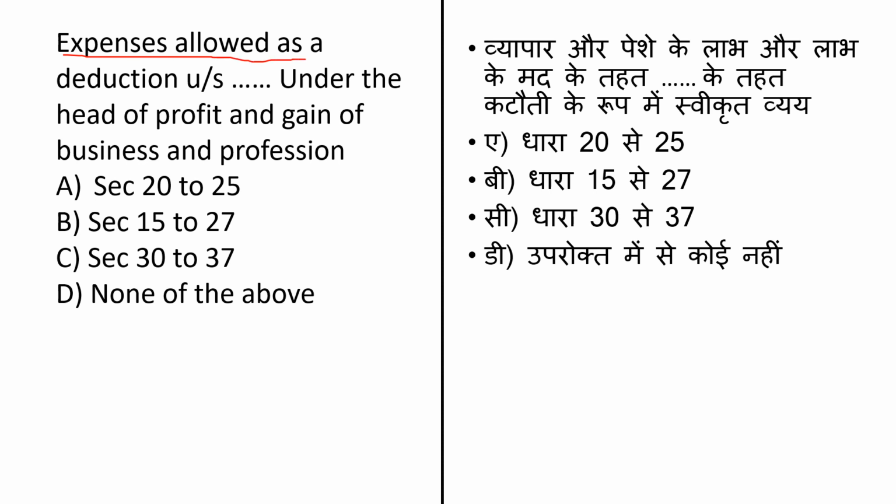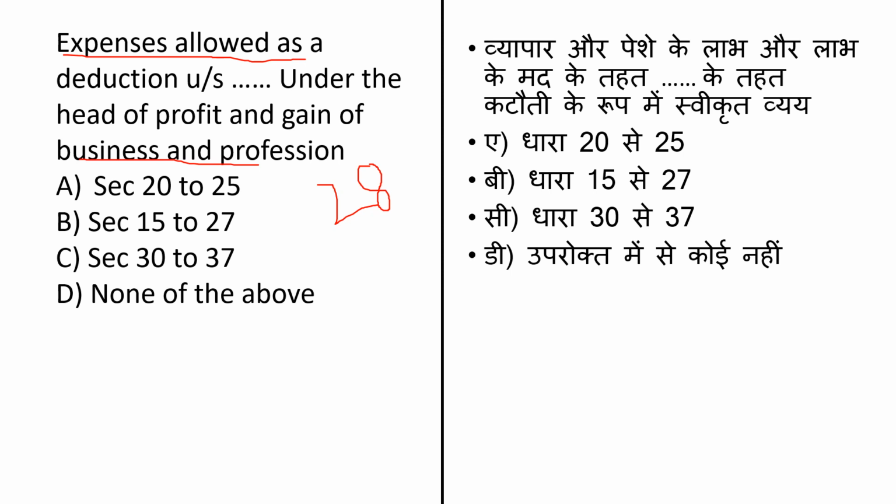Expenses allowed as a deduction under which section, under the head profits and gains of business and profession? The profits and gains of business and profession is given under section 28. Okay, please remember, this is given under section 28. But in this question they ask you about the expenses which are allowed as a deduction.